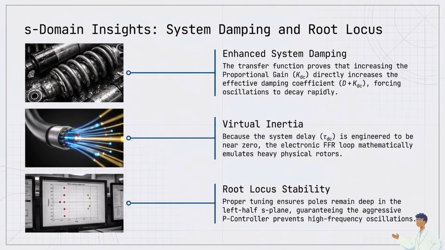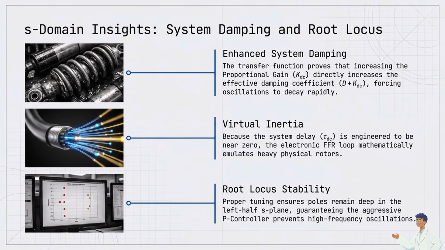S-domain insight: system damping and root locus. What insights do we gain from this S-domain analysis? First, enhanced system damping. Because K_DC sits in the denominator alongside D, increasing our proportional gain directly increases the effective damping coefficient. It forces oscillations to decrease rapidly.